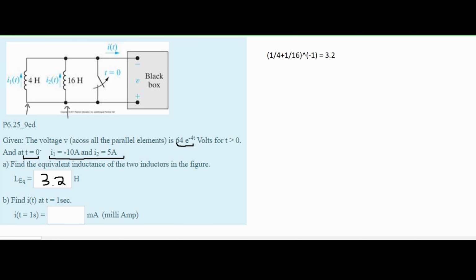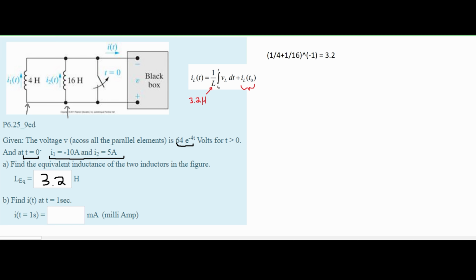Now we need to find current, so we're going to use the current formula. As always, this can be found linked in the description in the notes, section 6.1, the inductor. Now we do know a few things. We do know our 1 over L. This is going to be 1 over 3.2. We just found our L equivalent. This is 3.2 henries. We also know this I of t at time 0. At time 0, we have these two I's right here.